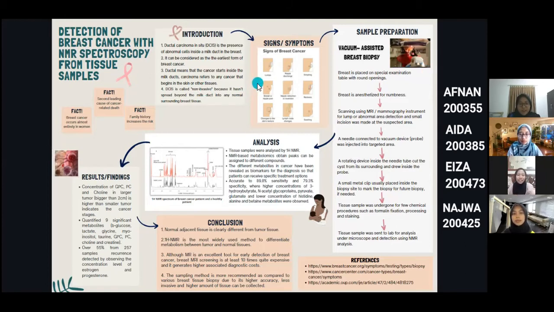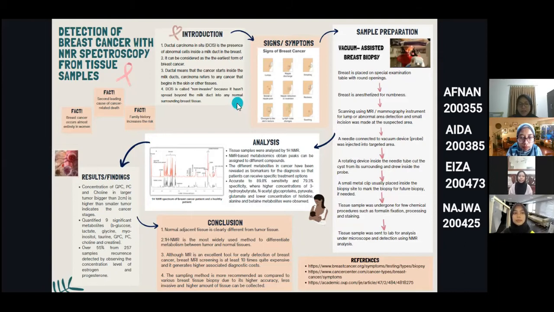Okay, thank you, Iza. For the analysis, tissue samples were analyzed by proton NMR because of its high sensitivity, and almost all compounds in biological tissues contain protons. Proton NMR is the most widely used method to differentiate metabolism between tumor tissue and normal tissue instead of carbon-13. Metabolites in cancer have been reviewed as biomarkers for diagnosis so that patients can receive specific treatment options.